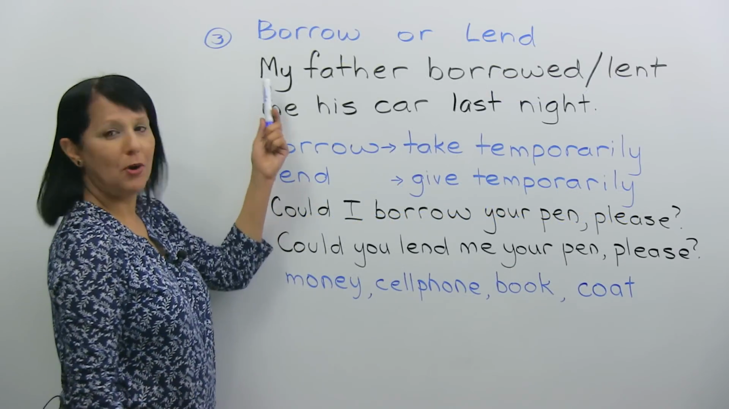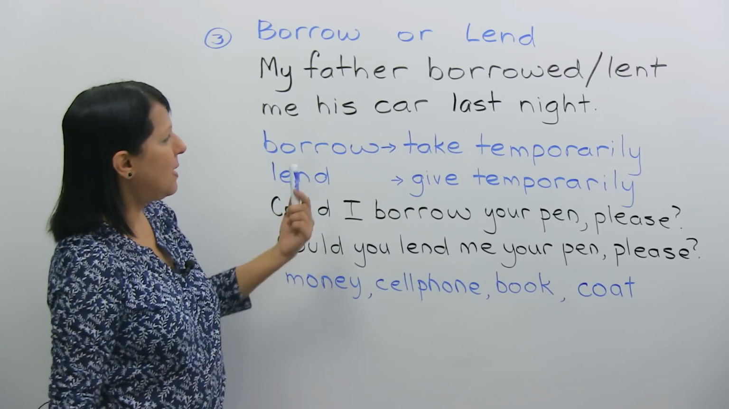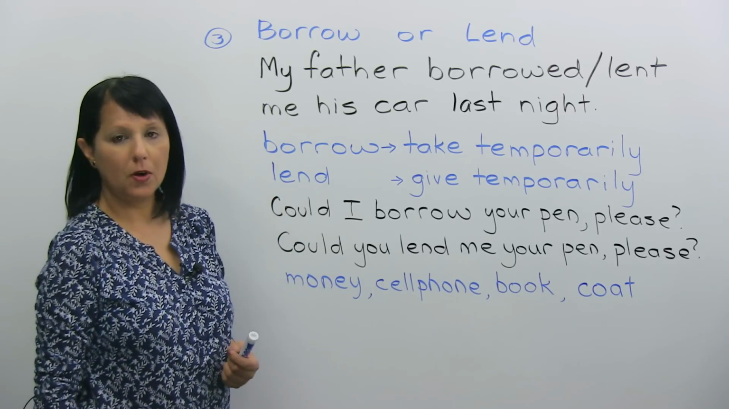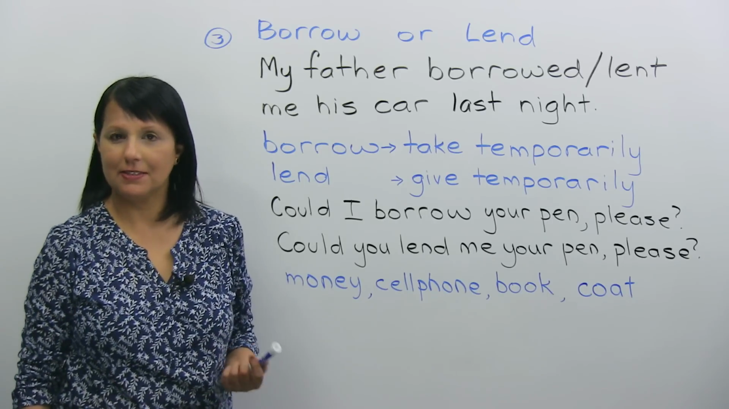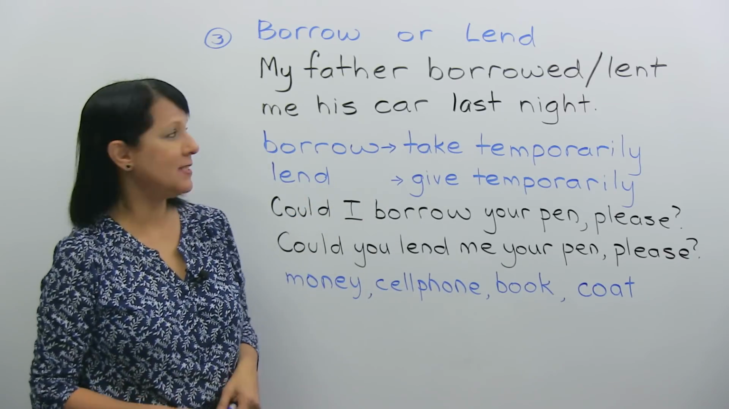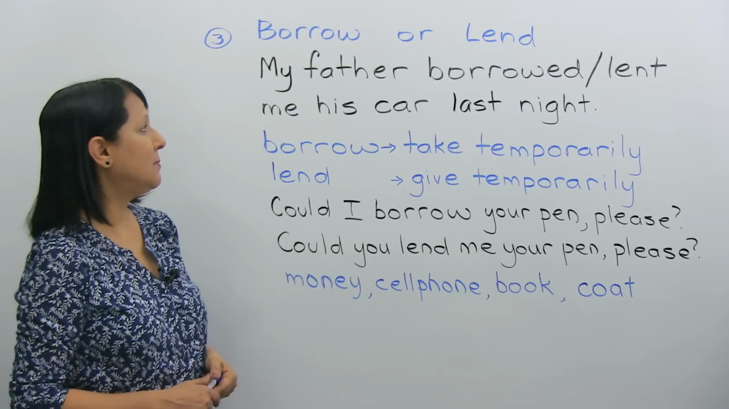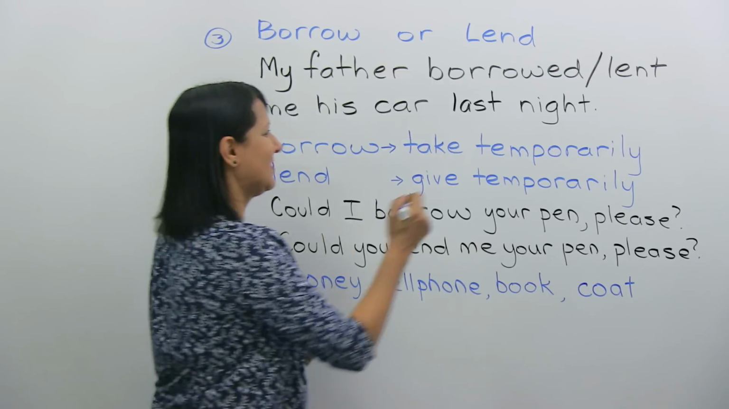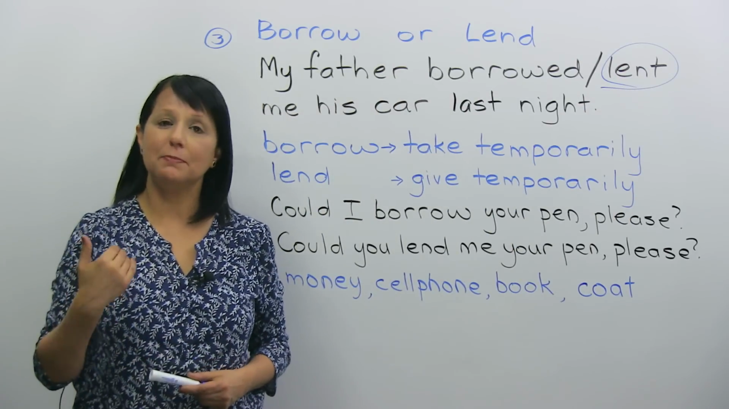Let's look at another set of words. Now, borrow or lend. Let's look at an example. My father borrowed me his car last night. Or do we say, my father lent me his car last night? Which one is right? The sentence is in the past tense. So instead of lend, we see lent. But which is it? My father, what should it be? Lent me. My father lent me his car.